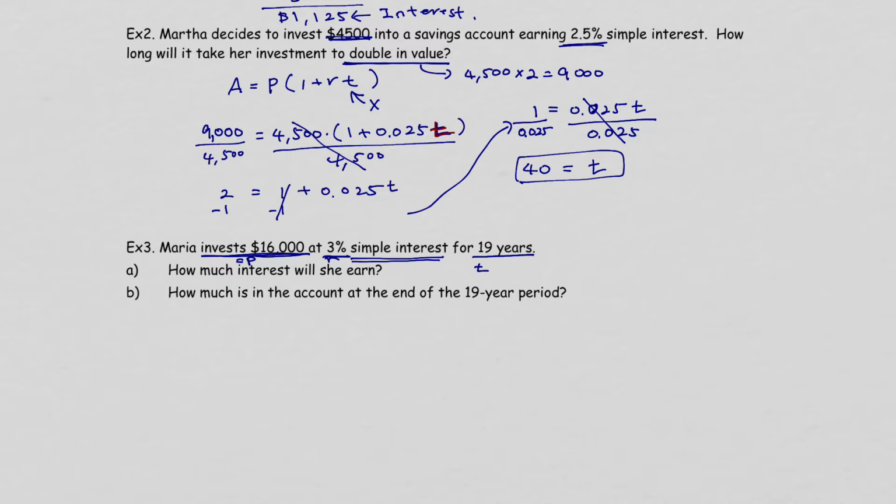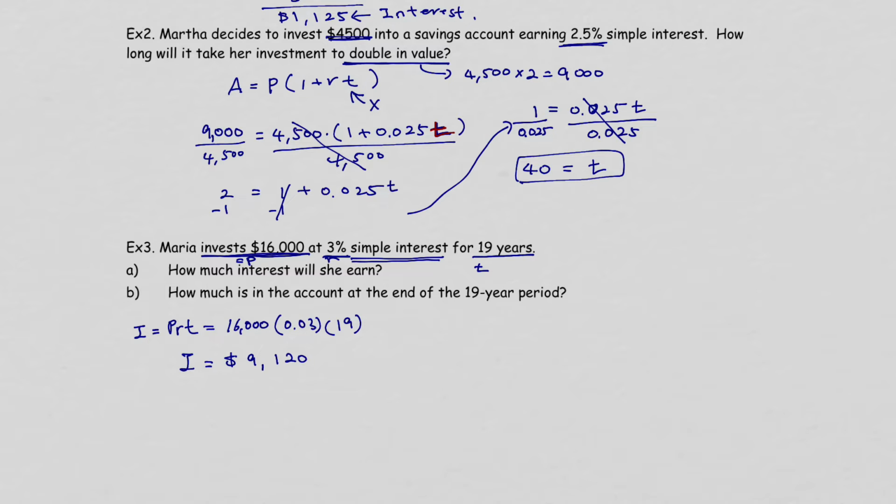And A is asking how much interest will she earn. So how much interest she's going to get, right? So just finding an interest, so we can plug into I equals PRT, which is principal times rate times time. When you multiply all that into the calculator, you should end up getting around 9,120. So this is just the interest itself.